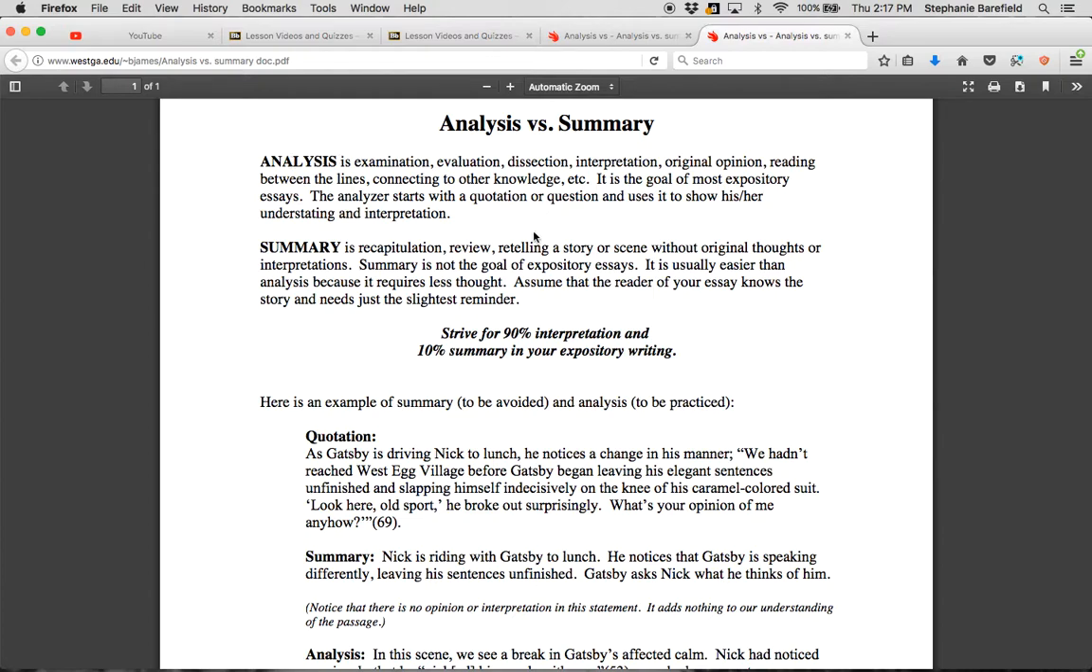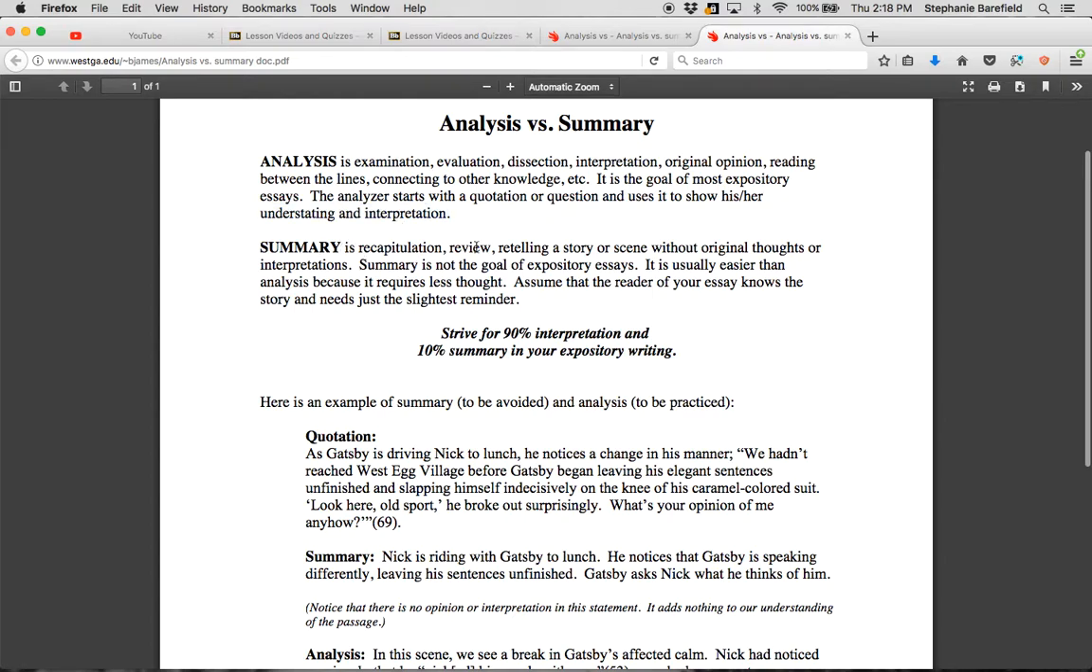Analysis is examination, evaluation, dissection, interpretation, original opinion, reading between the lines, connecting to other knowledge, etc. It is the goal of most expository essays. The purpose of your essay, this is very important, the purpose of your essay is to analyze. That's the reason you're writing. You're not writing an essay to show that you understand something. You're writing an essay to provide a new way of looking at something. The analyzer starts with a quotation and question and uses it to show his or her understanding and interpretation.